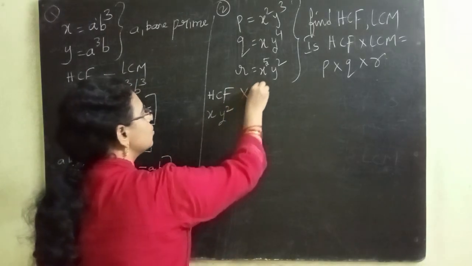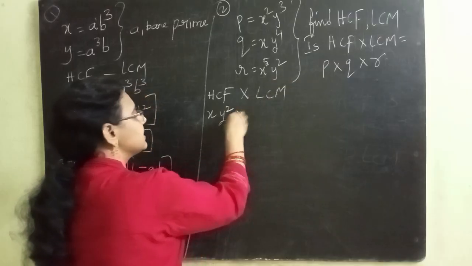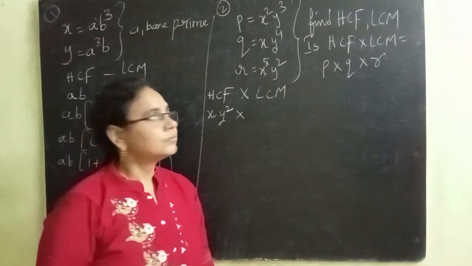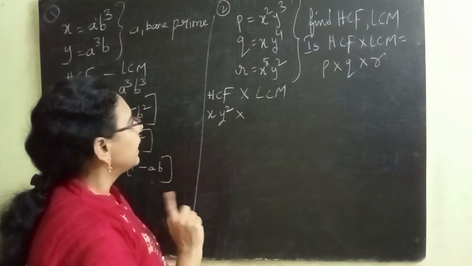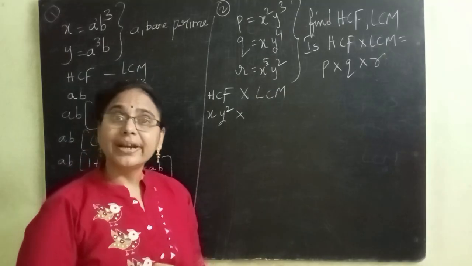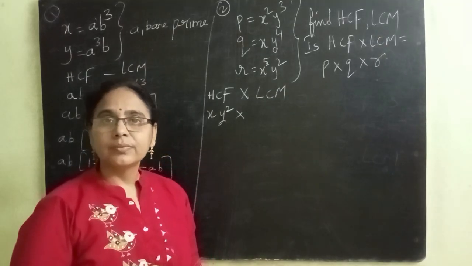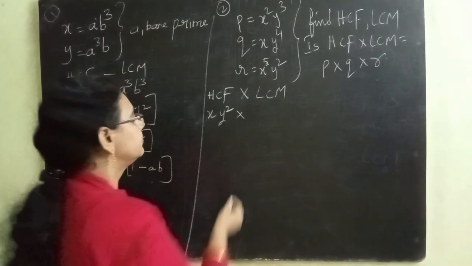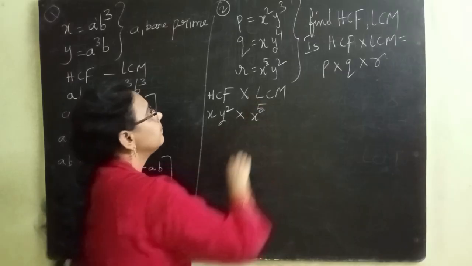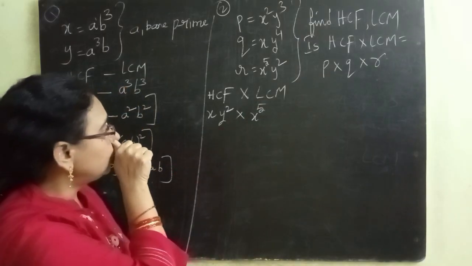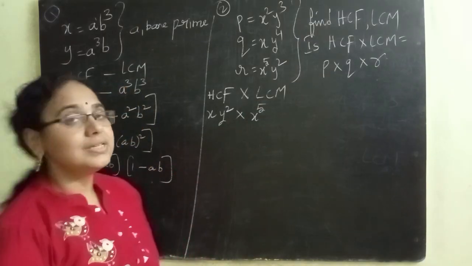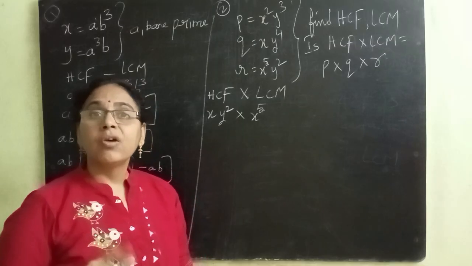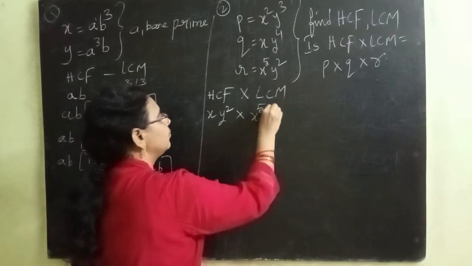So, LCM. For x², x, x⁵, what is the greatest exponent? x⁵. For y³, y⁴, y², what is the greatest exponent? y⁴.